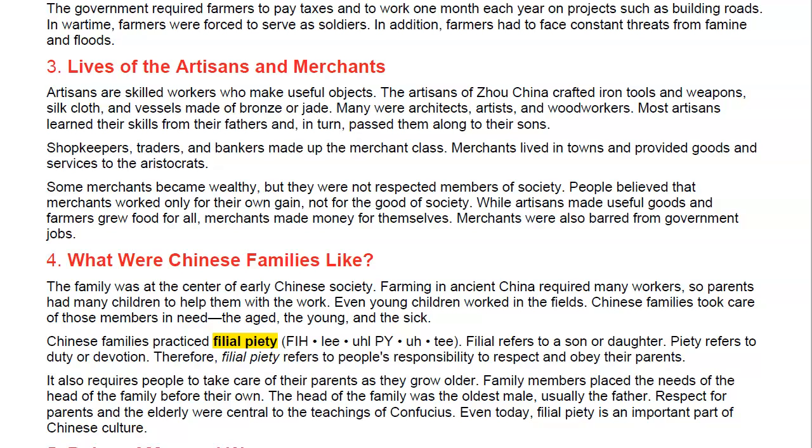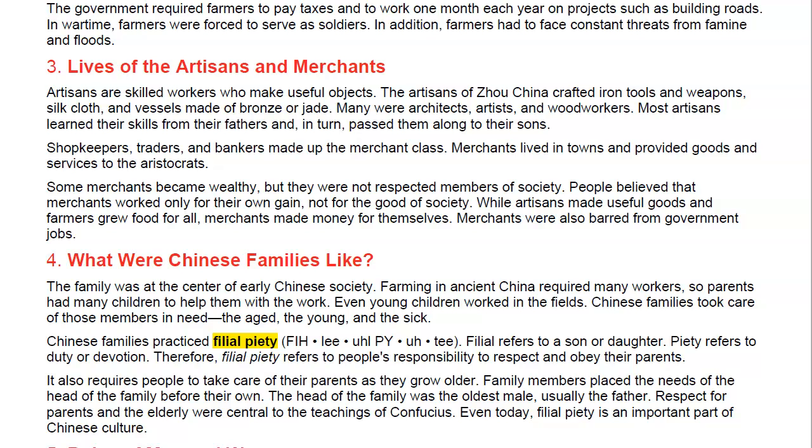Shopkeepers, traders, and bankers made up the merchant class. Merchants lived in towns and provided goods and services to the aristocrats. Some merchants became wealthy, but they were not respected members of society. People believed that merchants worked only for their own gain, not for the good of society. While artisans made useful goods and farmers grew food for all, merchants made money for themselves. Merchants were also barred from government jobs.